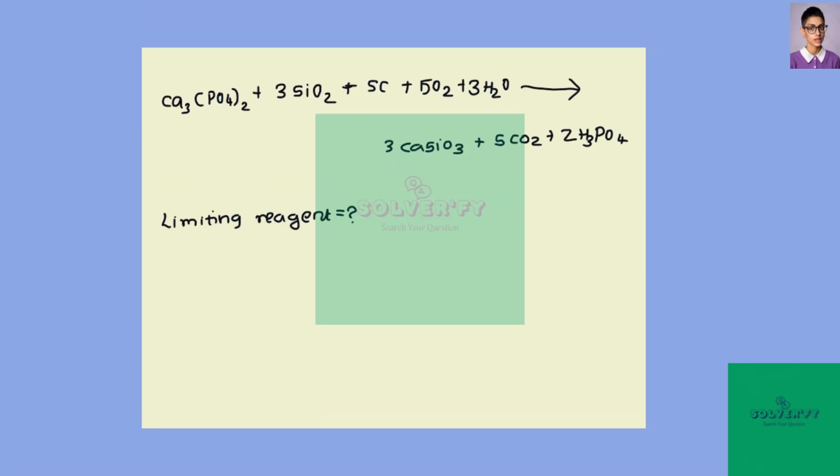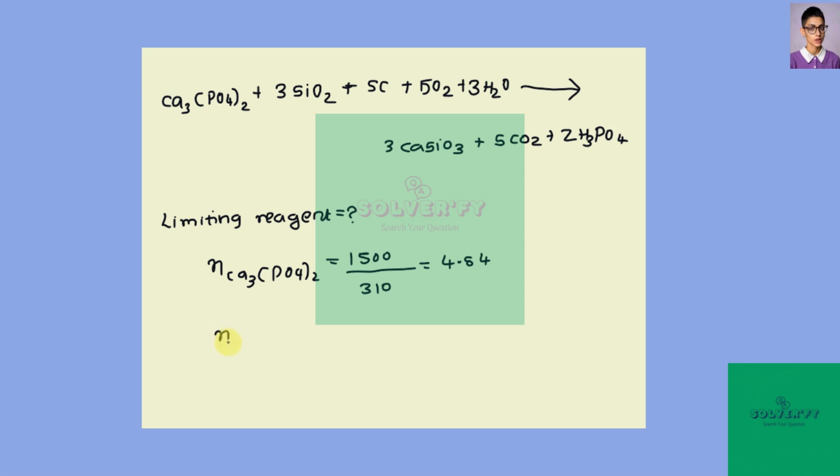Hello students, here's the question: we have to find out the limiting reagent. The masses of the reactants along with their molar masses are given. From that, we can calculate the number of moles of calcium phosphate, which is equal to the given mass, 1500 gram, divided by the molar mass, 310 gram per mole. We will get the number of moles as 4.84.